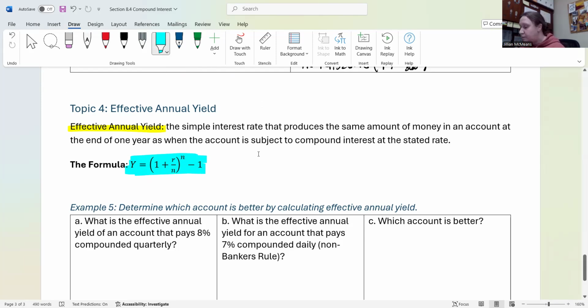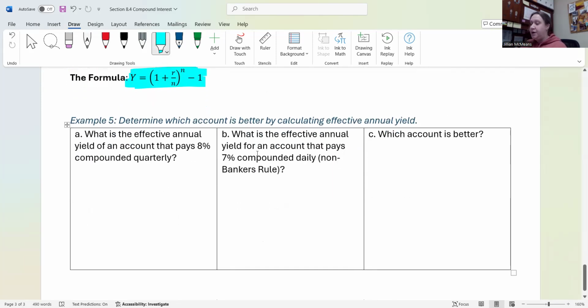So let's look at an example here. Example 5 says determine which account is better by calculating effective annual yield. So in this case, we're looking at an investment. Assume this is some kind of investment. You have two different opportunities, but which one's going to benefit you the most? What is the effective annual yield in an account that pays 8% compounded quarterly? So that's the first situation here.